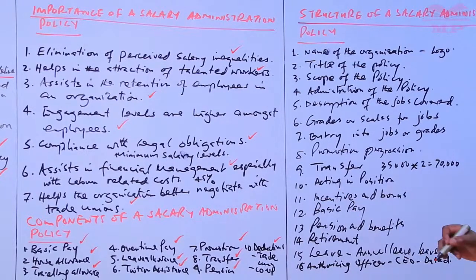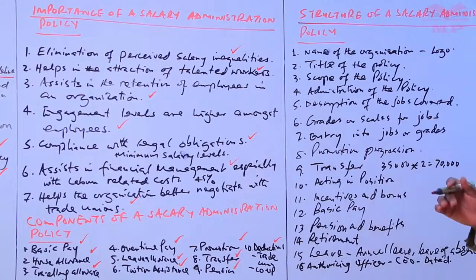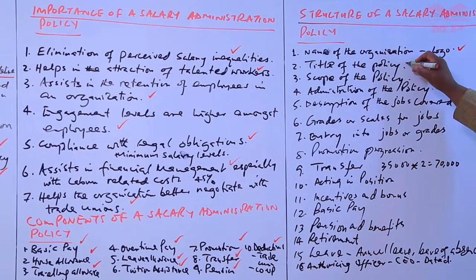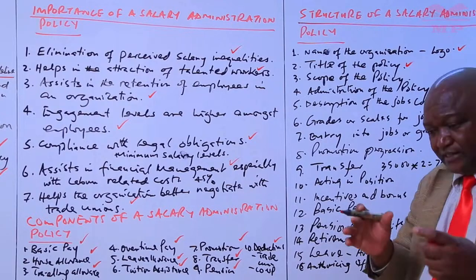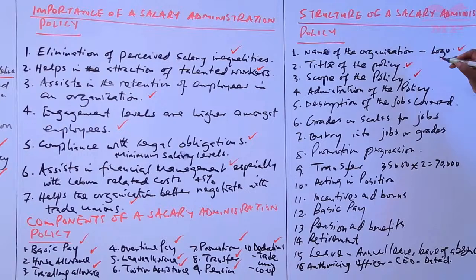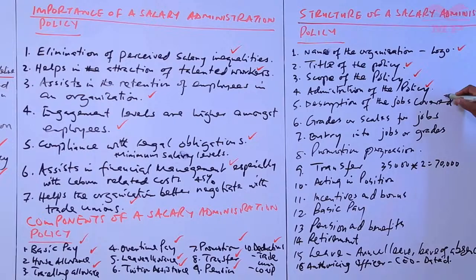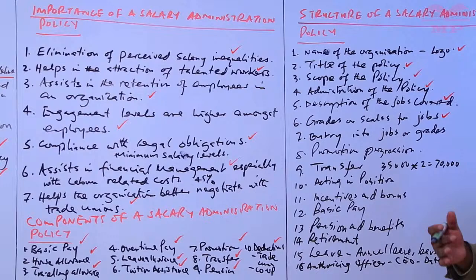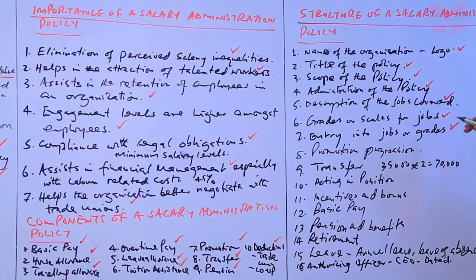Then we went ahead, Lana, and looked at the structure of a salary administration policy. So how can it be structured? Then we said, number 1, it needs to have the name of an organization and, if possible, the logo, the title of the policy, which captures the specifics of that particular organization, the scope of the policy, number 2, number 3, number 4, administration of the policy, where is it hosted? Number 5, description of the jobs that are covered. Number 6, grades or scales for jobs. Number 7, entry into jobs or grades. Number 8, promotion progression. Number 9, transfer. Number 10, acting in position.